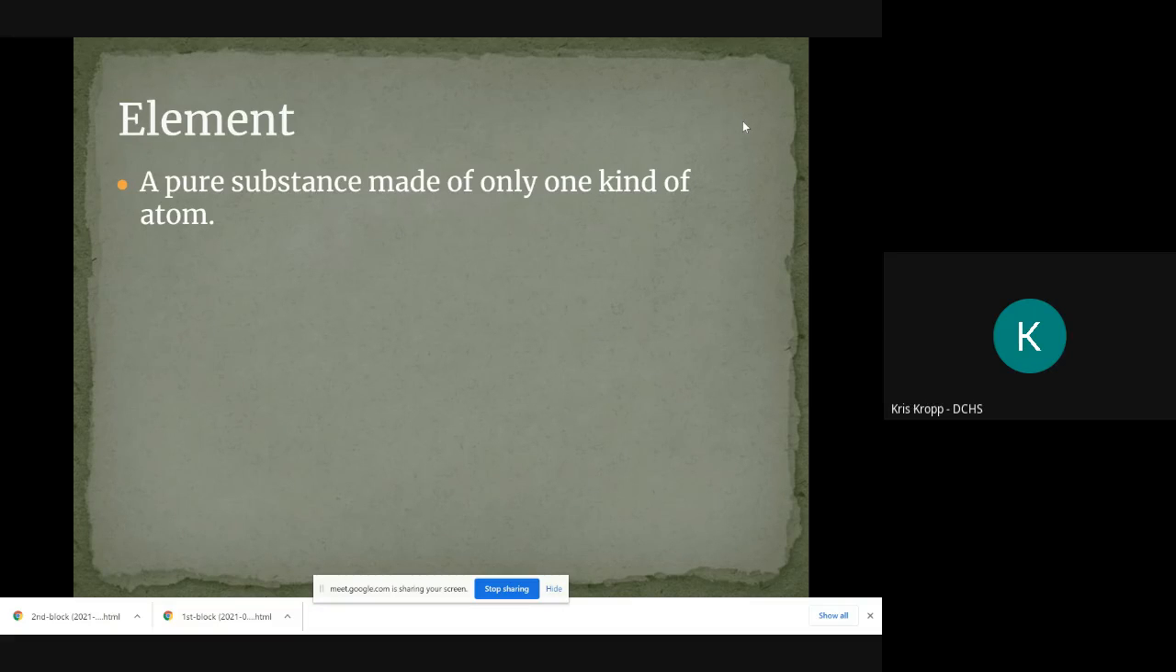Okay, an element. An element is only made of one kind of atom. So again, we know, for example, water cannot be an element because it has hydrogen and oxygen in it, H2O. So that's clearly not an element since there's two different kinds of atoms there, hydrogen atoms and oxygen atoms.